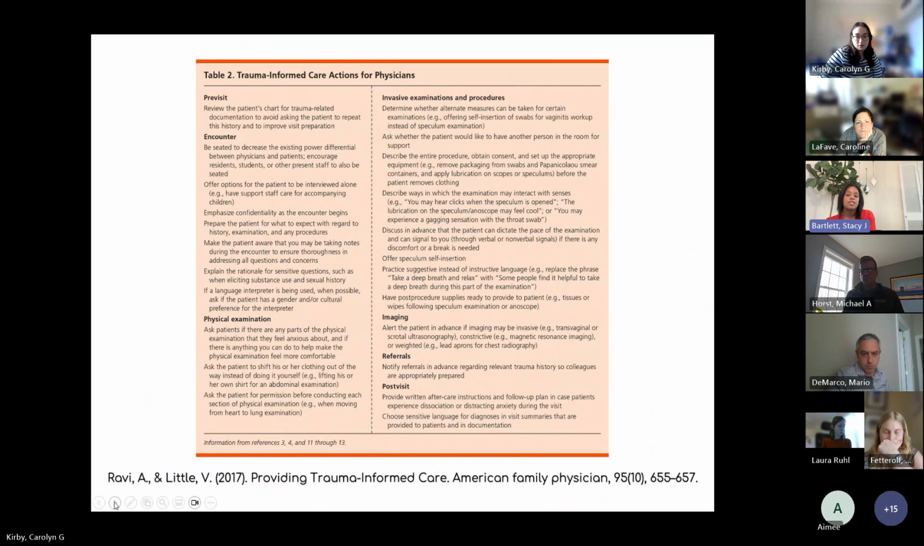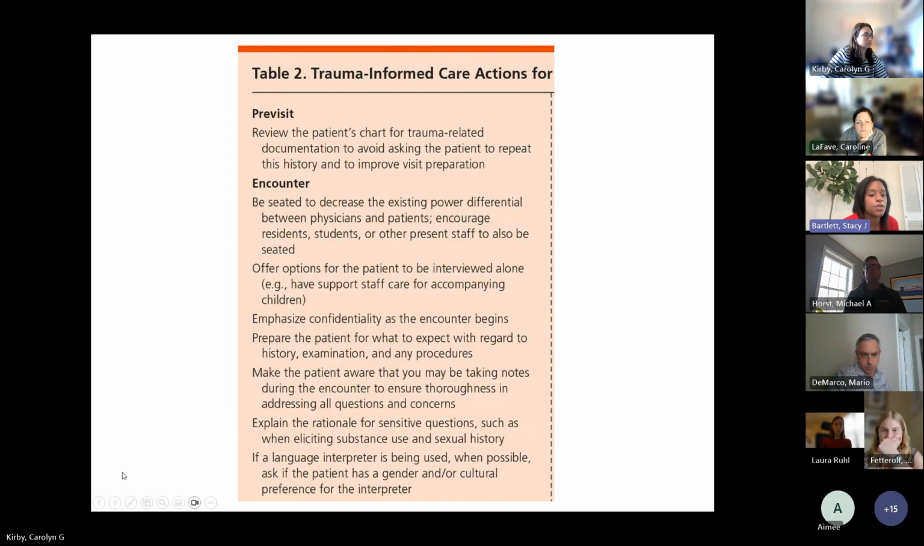Wonderful. Okay, so at your OSCEs for your new residents, you talk about doing trauma-informed care. Wonderful. That's great. This is from the American Family Physician, the AFP's journal, and this was back in 2017, but I think the principles still apply, so we'll run through a couple of those. These are specific actions that we can do as physicians.